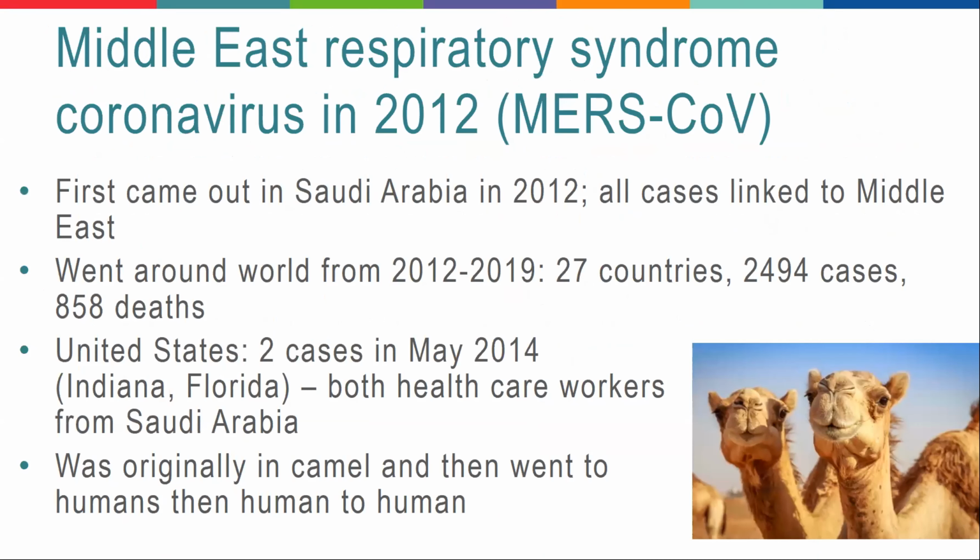And then the second one was MERS-CoV, which really was pretty clustered in the Middle East. It first came out in Saudi Arabia. All cases were linked to the Middle East, so there wasn't a single case that wasn't. It went around the world, but it was much fewer cases, 2,494, and 858 deaths. We only had 2 cases here in the US, which were both imported from healthcare workers from Saudi Arabia. And the intermediary host in this case was the camel.